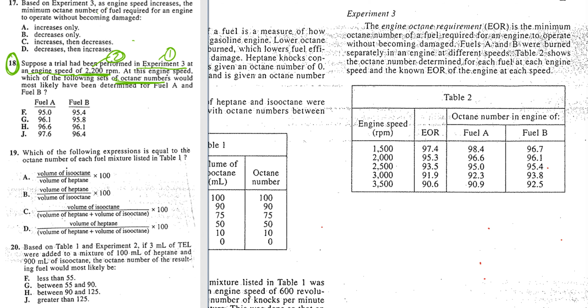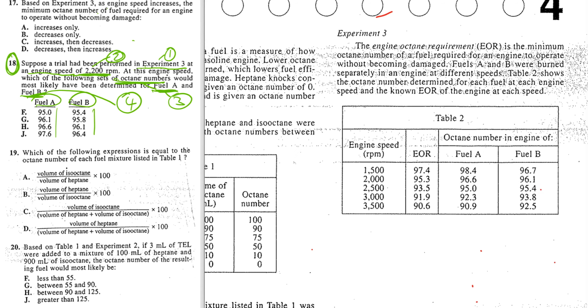So we need octane numbers that would most likely have been determined for fuel A and fuel B. So we need octane numbers for fuel A, that's number 3, and fuel B. And we see that here, we've got fuel A and fuel B, and then it's got numbers here and here. So let's start our step by step. We go to experiment 3, and we find it right there.